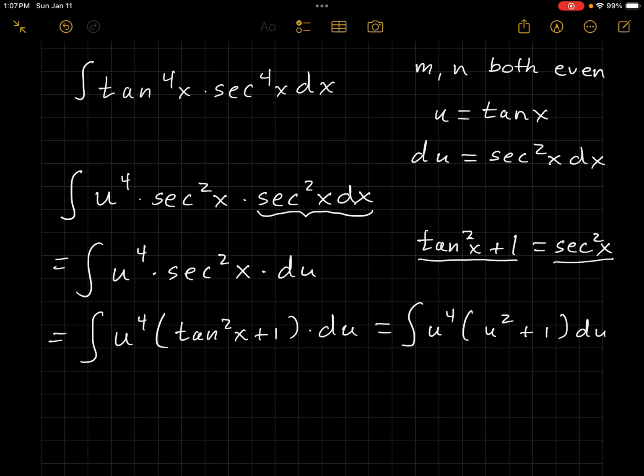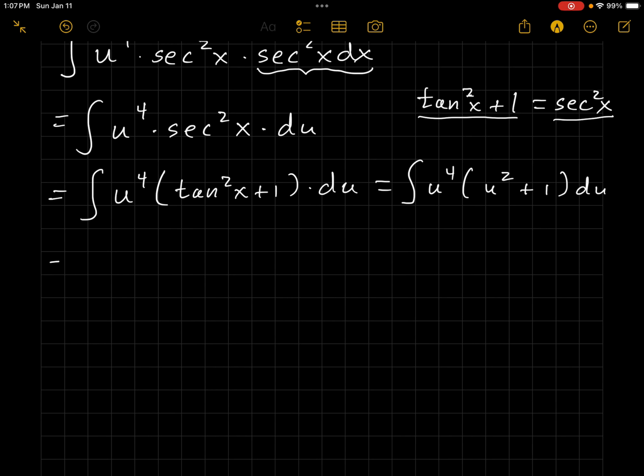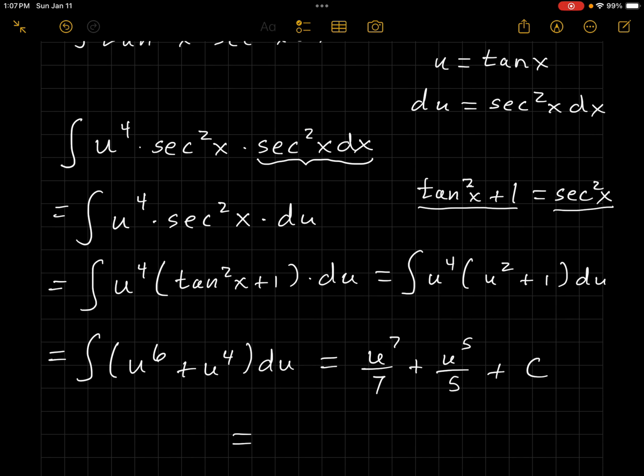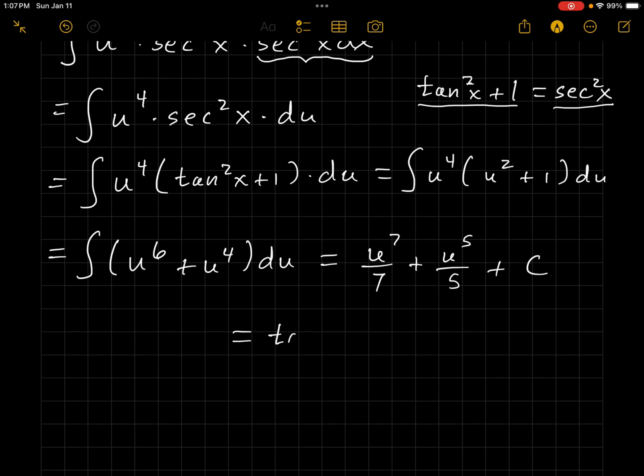Now that we have everything in terms of u's, we can integrate, although I will rewrite the integrand one more time as u to the sixth plus u to the fourth du, which gives us u to the 7 over 7 plus u to the 5 over 5 plus c, and back substituting u equals tangent of x, we get tan to the 7th over 7 plus tangent to the 5th over 5 plus c.